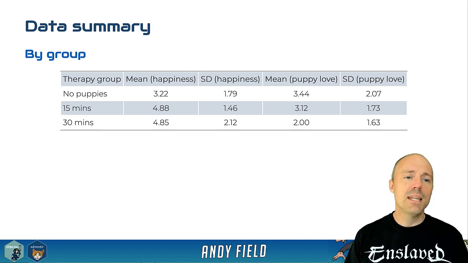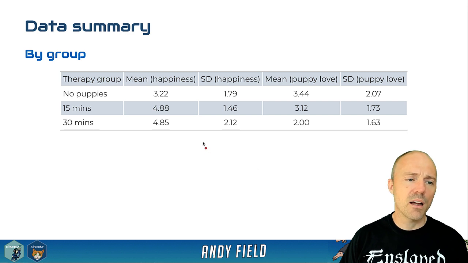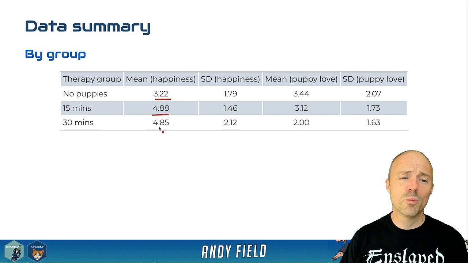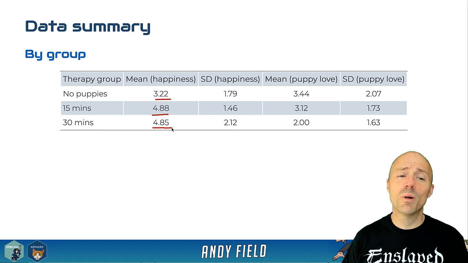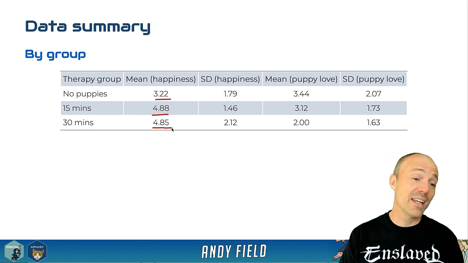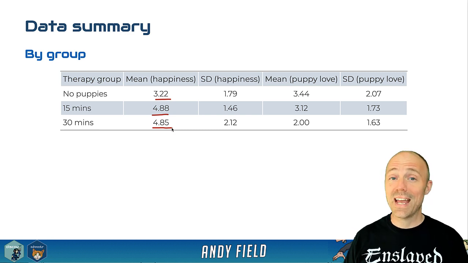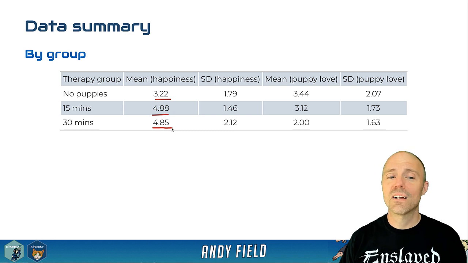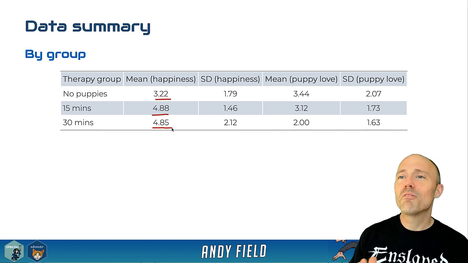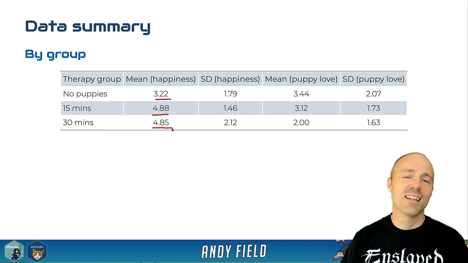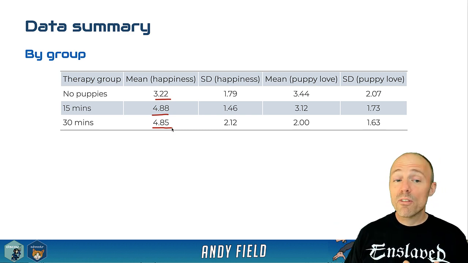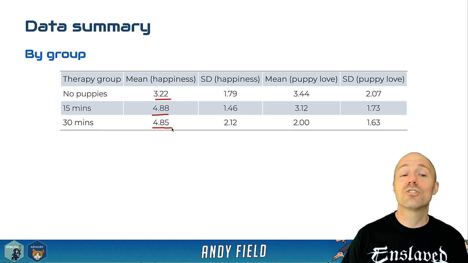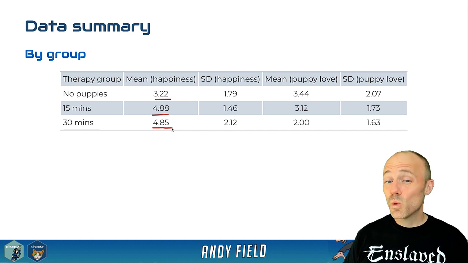So first of all, let's look at the mean happiness for the three groups. In our no puppy group, the mean happiness was 3.22. In the 15-minute puppy therapy group, it was 4.88, and in the 30-minute group, 4.85. Notice that in the two puppy therapy groups, those means are really similar to each other. Judging from the means, it looks like the dose of puppy therapy is having practically no effect, because those mean scores are basically identical. Given that we've measured it on a scale where you can only indicate a whole number, the difference there is tiny. But both the 15 and 30 minute groups have a higher mean than the control group, the no puppy group. So that's what the means are suggesting.